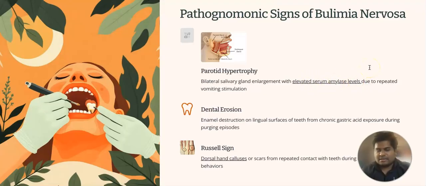Then we try to understand that the person has some eating disorder and is inducing vomiting, so that hints us towards eating disorders. Because of the repeated vomiting, gastric acid comes to the mouth, so there will be dental erosion, enamel erosion of the teeth. Similarly there will be a positive Russell sign. Russell sign is when people put their fingers inside the mouth to vomit, and at the knuckles there will be scars or calluses. This sign is called Russell sign. Always remember, Russell sign is more common in bulimia nervosa than in anorexia nervosa.